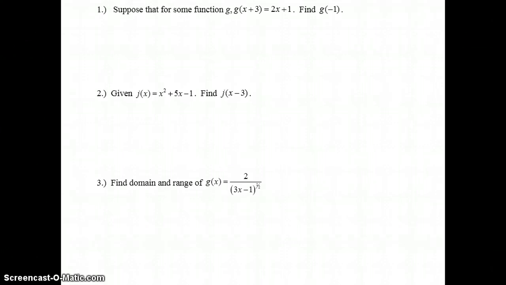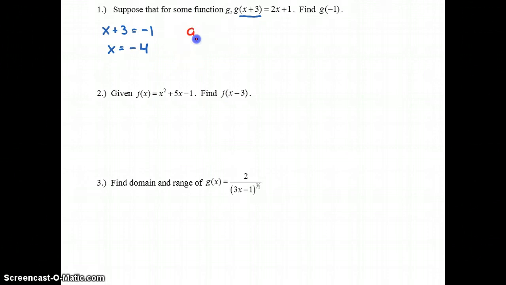Welcome, this is the Chapter 1 review, page 1. The first problem tells us that we've got a function and we want to figure out what g of negative 1 is. Well, I've got g of x plus 3, but I want that to be negative 1. So let's just make x plus 3 equal to negative 1. What's x? Well, subtract 3 from both sides to get negative 4. With that, I'm going to now put negative 4 in for x.